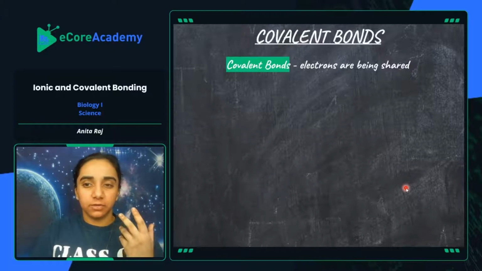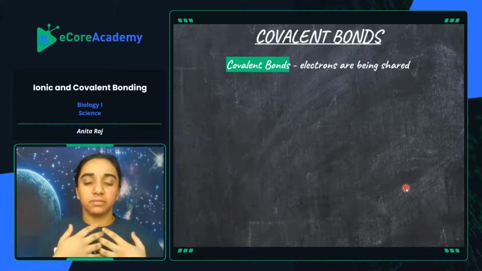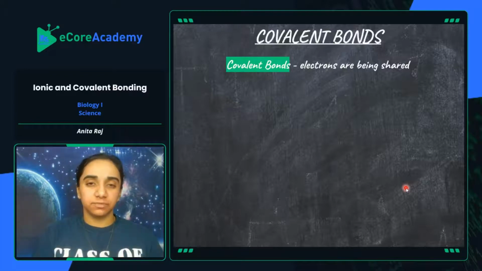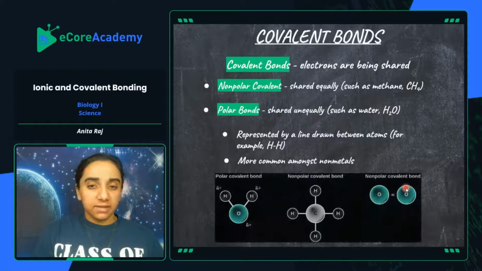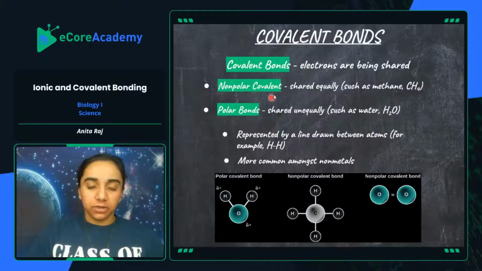Covalent bonds are where electrons are being shared, like we saw, there's that overlap. Electrons are not being fully given away or taken, they're just being shared. So there are types of covalent bonds. There are 2, and I'll briefly go over them.